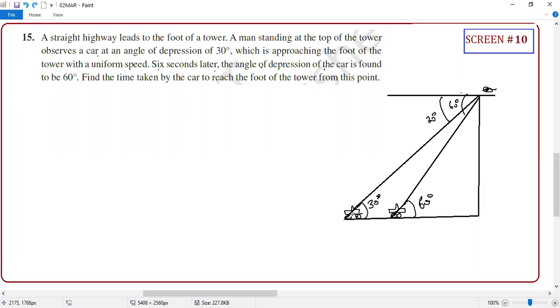Now coming to the story, student. It's very important. Check properly if anything is given. Approaching the foot of the tower, 6 seconds. And guys, nothing else is given. Correct or not? Maybe I'll mark A, B, C, D. And the only thing, student, the question is: find the time taken by the car to reach the foot of the tower from this point. Oh God.